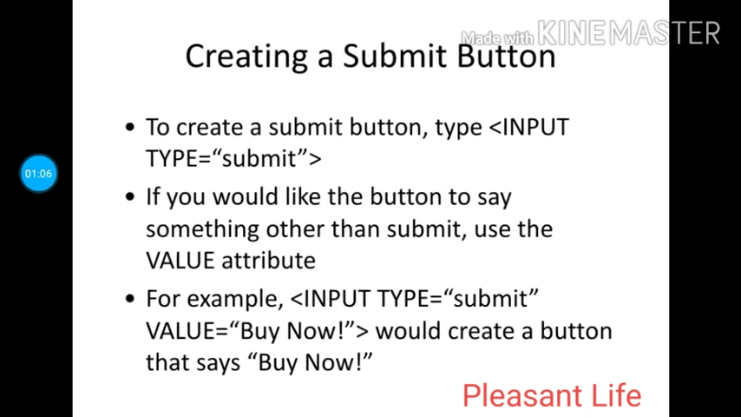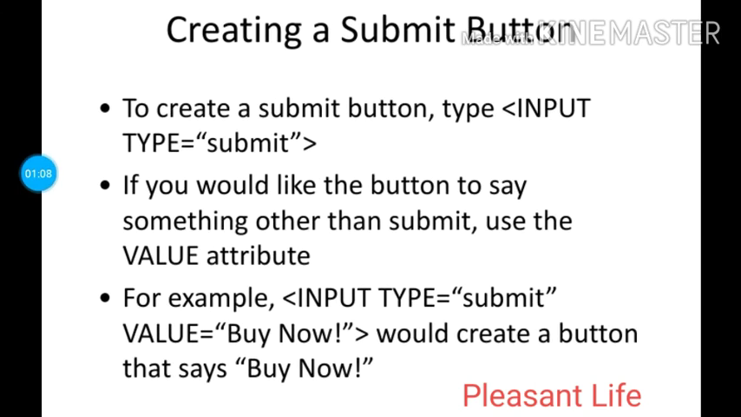The next, creating a submit button. How to create a submit button? By using this method, input type equal to submit. If you would like the button to say something other than submit, use the value attribute. For example, input type equal to submit, value is equal to buy now. That means we would create a button that says buy now, click next to perform the next actions of the form.